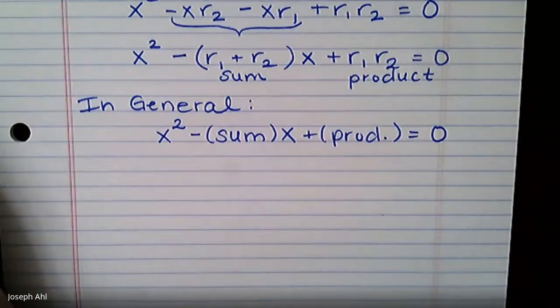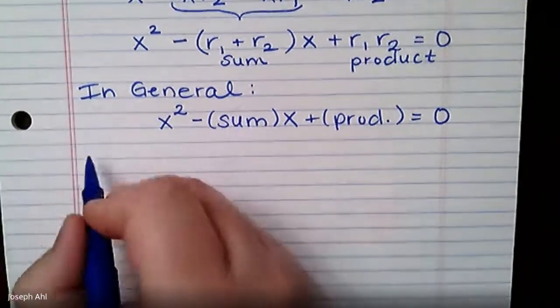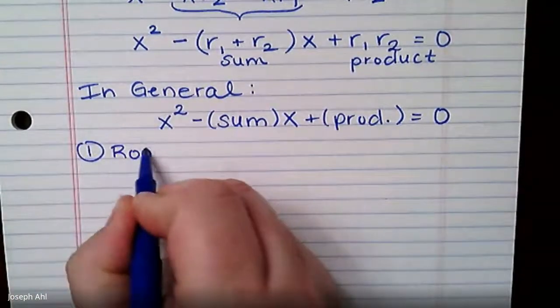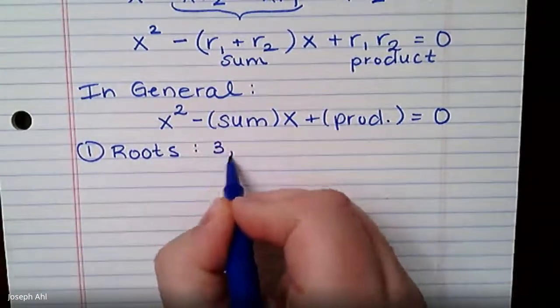So to get some practice with this idea, if I gave you roots of 3 and 5, let's start with kind of nice, easy numbers. The roots are 3 and 5.